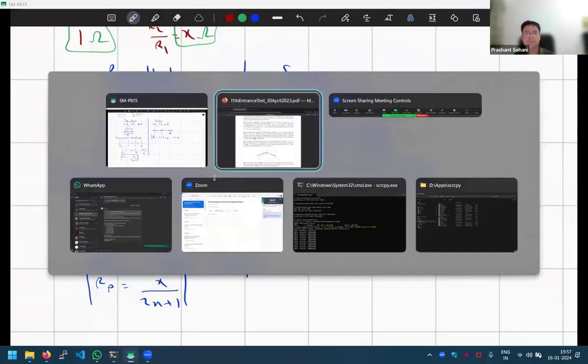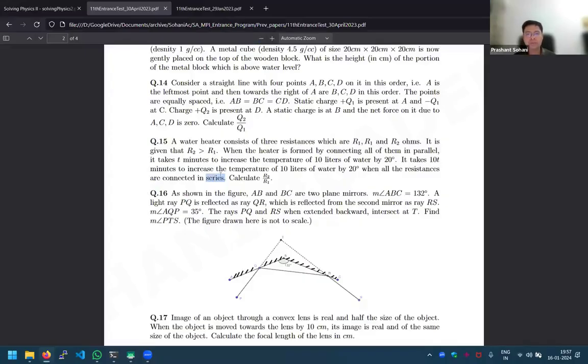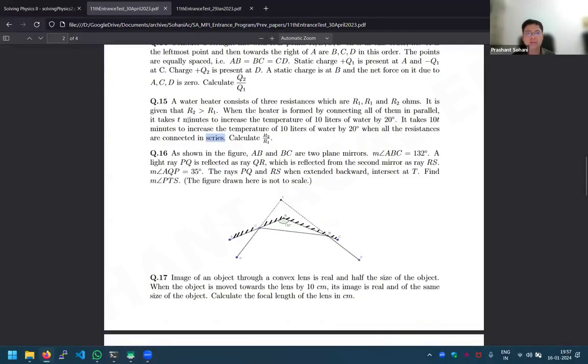Okay, next step. Then what is different between these two cases? In the parallel case, they have given a lot of detail, that there is some water of 10 liters and they have to increase the temperature by 20 degrees. What matters is how much work is to be done. If you see, the quantity of the work in both cases is exactly the same.